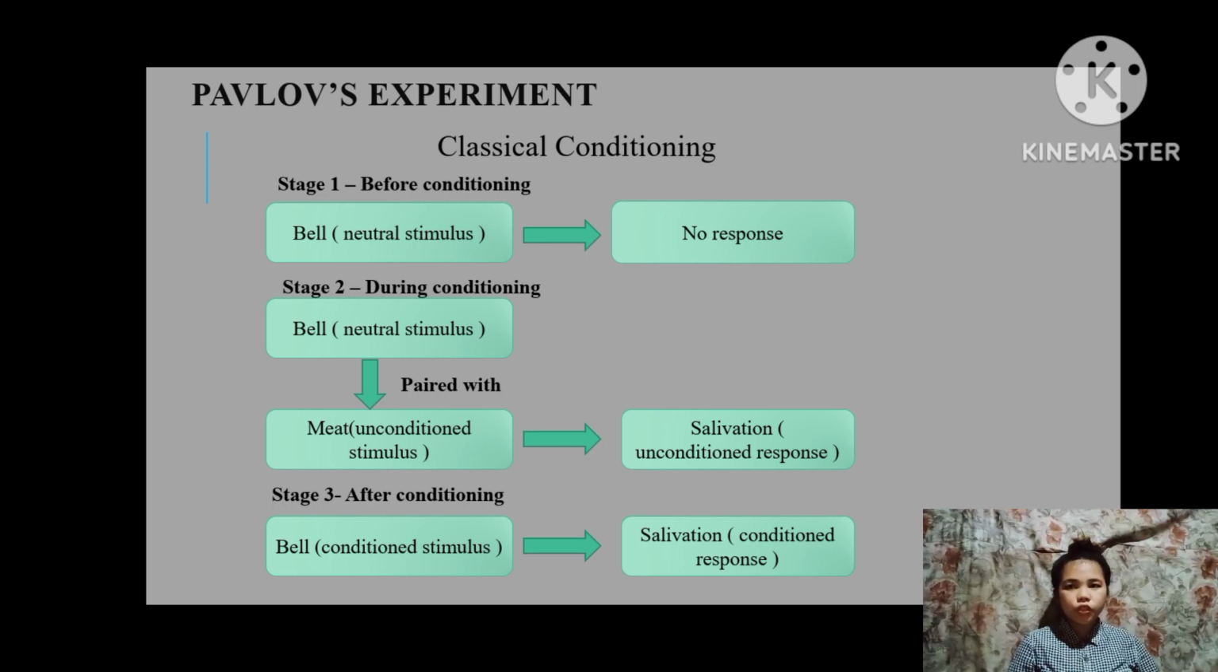So, stage 2, during conditioning. When we rang the bell and then paired it with meat, their unconditioned response quickly arises, which is the salivation. So, pairing these two can teach the dog how to respond with salivation in this conditioning process.